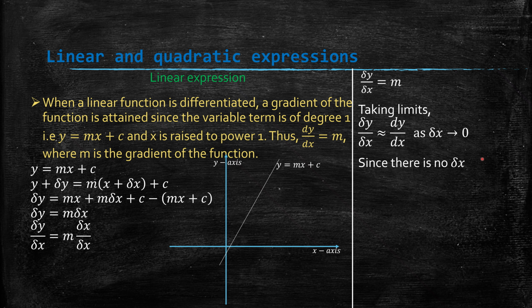That means that, since there is no small change in x in our expression on our right hand side, because when we see this side there is nothing, this one has already approximated to dy dx. That means that our dy dx is going to be equal to m, which we had just said previously, that when we have a linear function and we differentiate it, we usually get the gradient of that function.